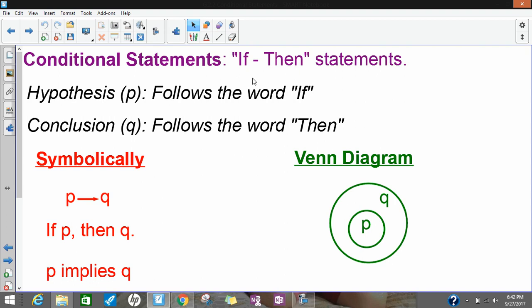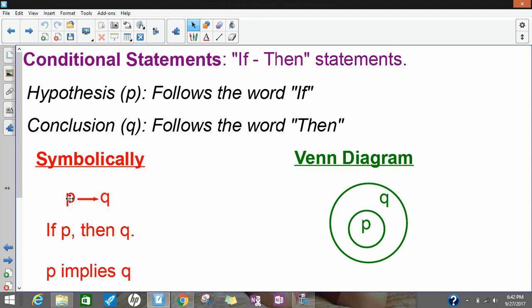Call them if-then statements. And they have two key components. They have a hypothesis, which we give the symbol P, and that's all the stuff that follows the word if. Then we have a conclusion, which we assign the letter Q to, and that's all the stuff, all the words that come after then.